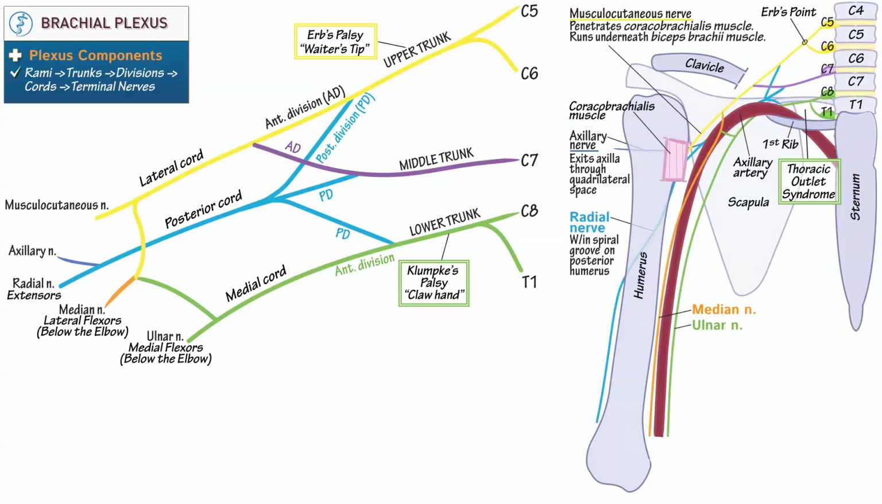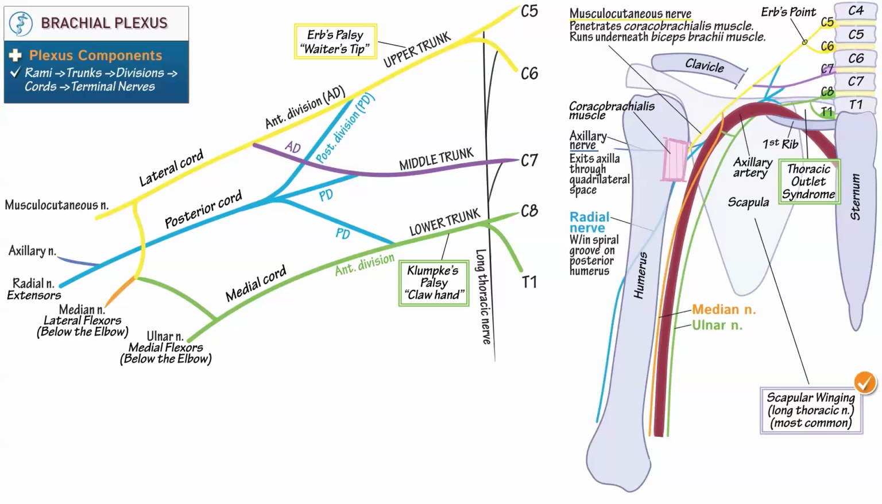Now show that C5, C6, and C7 derive the long thoracic nerve, which innervates the serratus anterior muscle. It pulls the scapula forward, it protracts it, opposite to the rhomboids. Injury indicates scapular winging, wherein there's prominence of the inferomedial border of the scapula, most commonly from long thoracic nerve injury and resultant serratus anterior weakness.